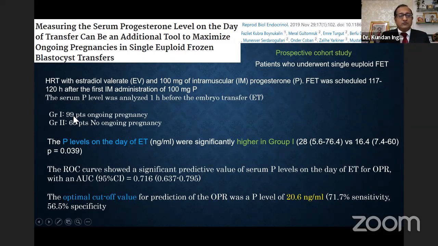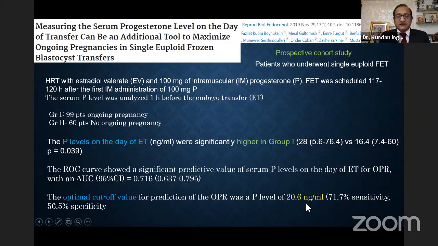One group, group 1, those were 99 patients who were having ongoing pregnancy, and group 2, those included 60 patients who did not have ongoing pregnancy. And they found that progesterone levels on the day of embryo transfer were significantly higher in group 1 who had an ongoing pregnancy, and the optimal cutoff value that they found was beyond 20.6 nanogram per ml.